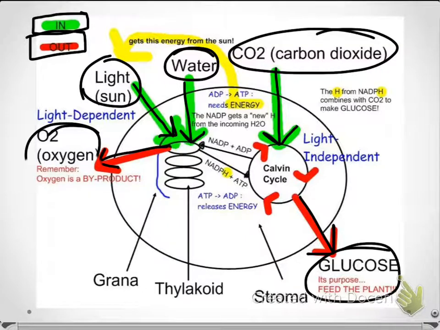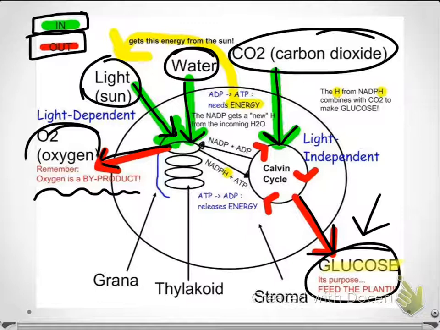You will see that it says oxygen is a byproduct. So the plant doesn't do photosynthesis to make oxygen. The whole point of doing photosynthesis is for this right here. That glucose is the most important thing that we want. Okay? So you have your parts labeled, your thylakoid, your granules, the whole thing. Your stroma is the space.